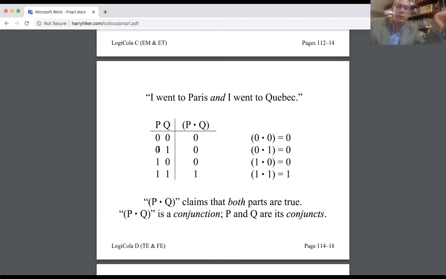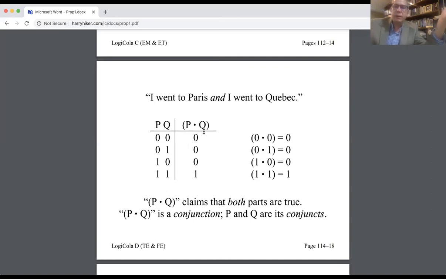If P is false and Q is true, the statement P and Q is false. If P is true and Q is false, the statement P and Q is false, right? Because what the statement means is that both are true. So the only way it comes out true is this final line where we have P true and Q true, then P and Q are true.